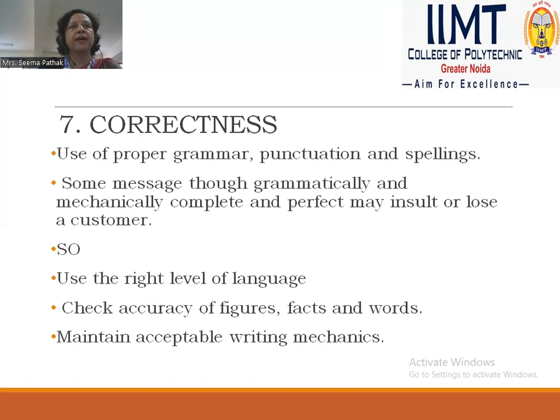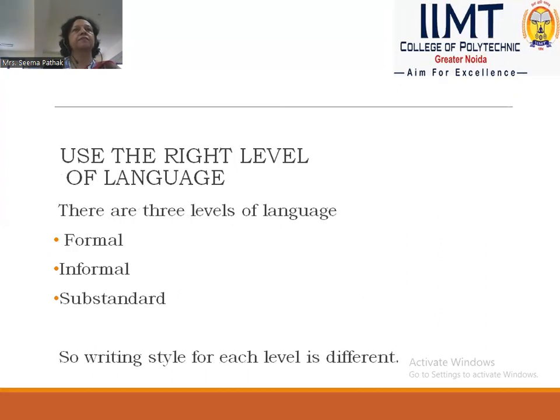Check accuracy of facts, figures, and words. Maintain acceptable writing mechanics. Use the right level of language. Now, there are 3 levels of language: formal, informal, and substantial. So, our level of language should be formal when it is a formal occasion and informal when we are just talking to friends, maybe relatives, maybe your colleagues, but to officials, you need to be very formal. So, writing style for each level is different.